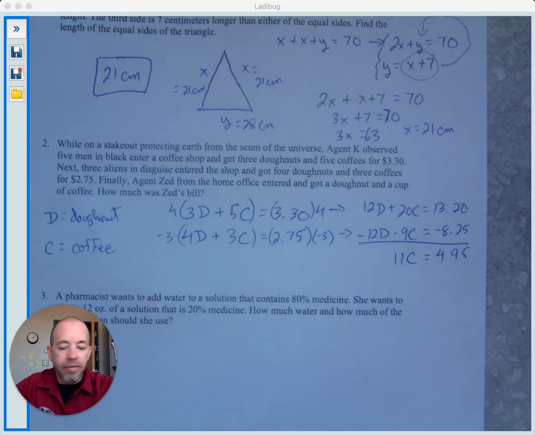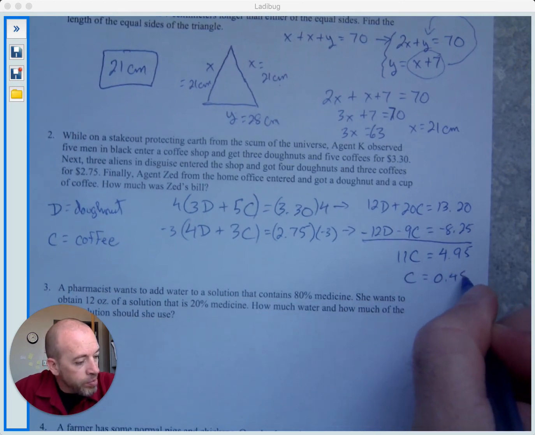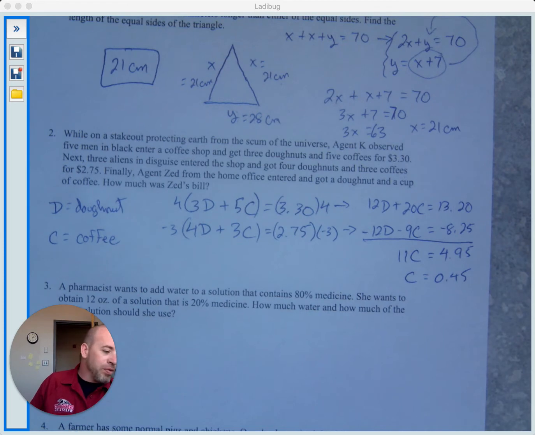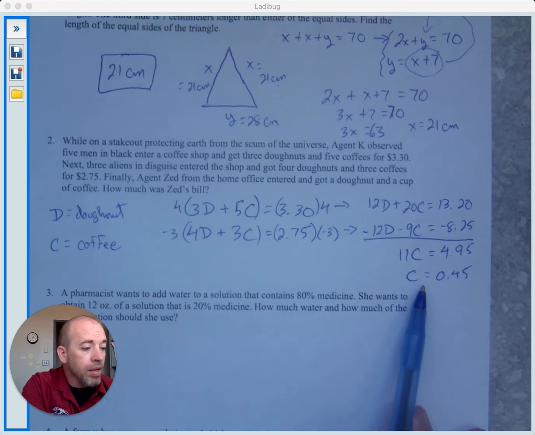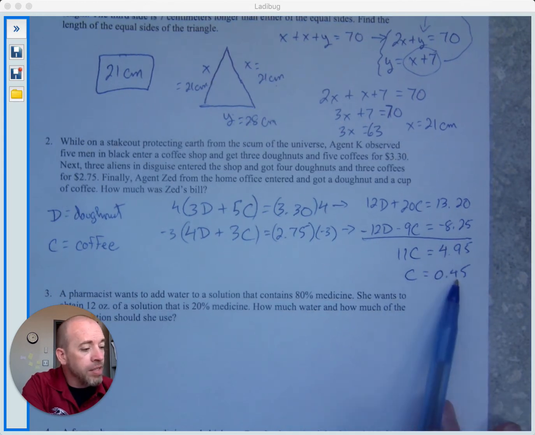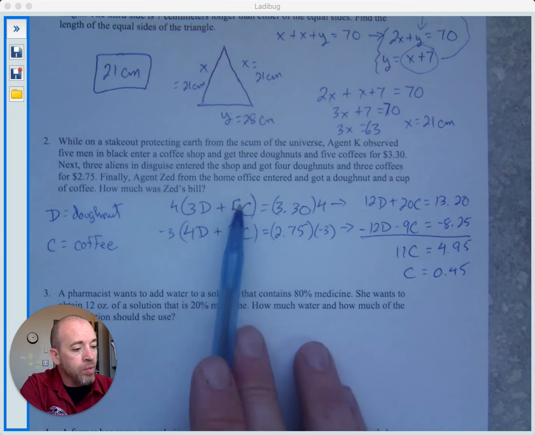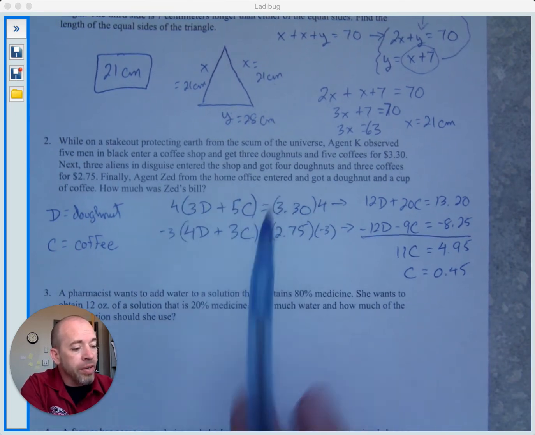And we divide by 11, and we should know how much a cup of coffee costs. 45 cents. Pretty cheap, right? You can tell it was an old movie. So, a 45-cent cup of coffee. Now, to figure out how much a donut costs, we have to take this 45 cents and plug it in for C in one of our original equations. Maybe I'll use the first one.